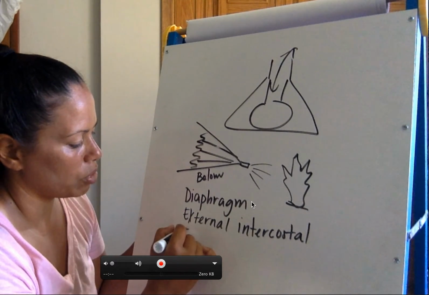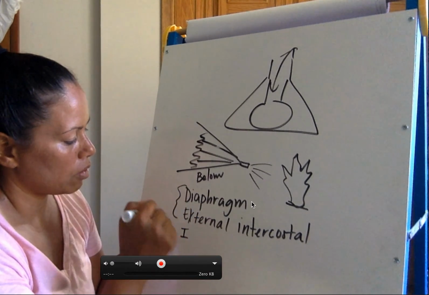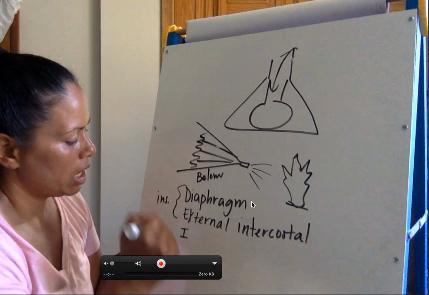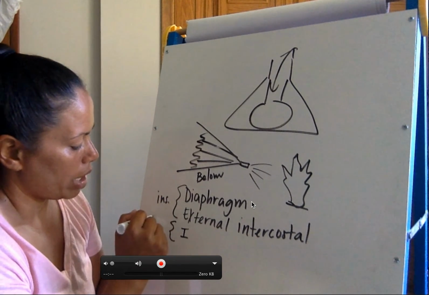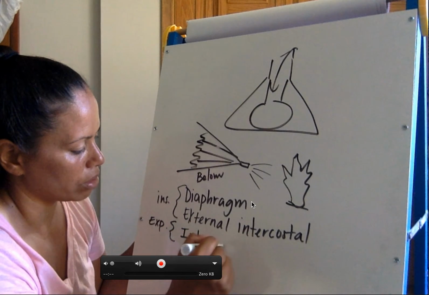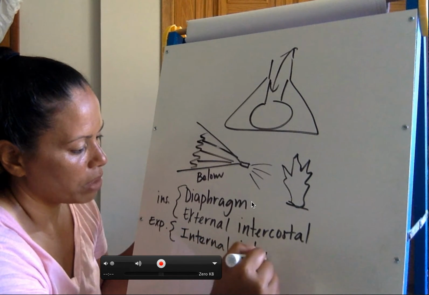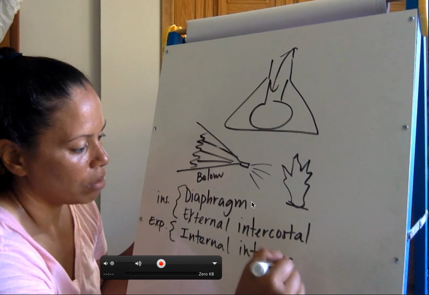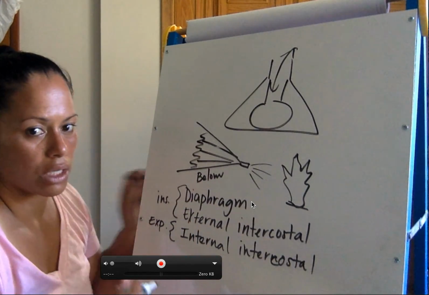And the other one that moves air, so this is for inspiration, and this one is for air expiration, it's called the internal intercostals. There are more muscles than this, but for now, we're going to just review these three.